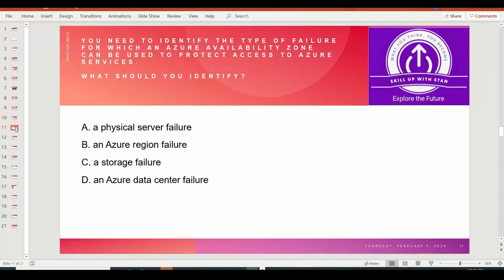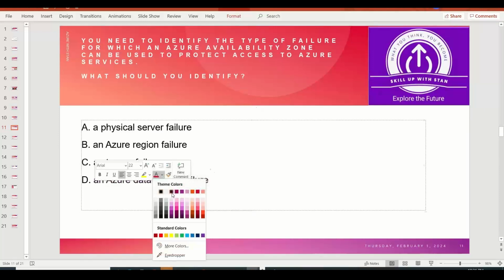You need to identify the type of failure for which an Azure availability zone can be used to protect access to Azure services. So they are asking us what level of failure it can tolerate when you are choosing an Azure availability zone. It is pretty straightforward. It can tolerate failure at the Azure data center level, right? So that is the right answer.